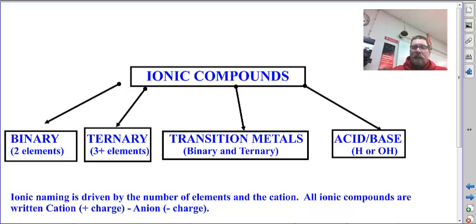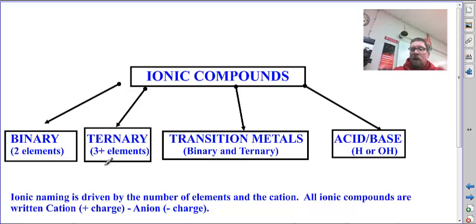Welcome back, Eastview Scholars, to the second in our ionic naming series of videos. Today we're going to look at ternary, or what are called polyatomic compounds. And these are compounds, as opposed to the binary that we just talked about that have only two elements in the compound. These have three or more, and that leads to a little bit of differences.